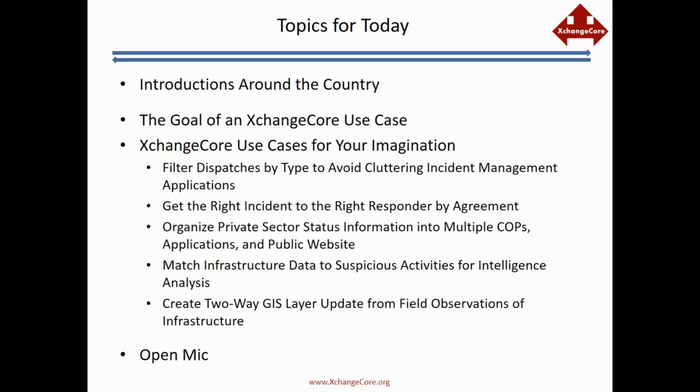We'll talk about how to match infrastructure data to suspicious activities for intelligence analysis. And then finally, how to create a two-way flow of information. So you're gathering information out of a GIS, updating it with field observations, putting it back into the GIS, and then sharing it out to everybody else so that everybody has the updated information. And then we'll open it up to discussion about this topic or any topic at all. So how about if we get started?